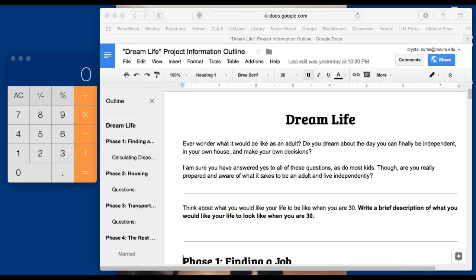All right, so after you found your job, we need to now figure out how much disposable income you will actually be receiving every month. And by disposable income, I mean the actual amount of money that you get to take home and spend out of your paychecks. The amount of money that you actually get.